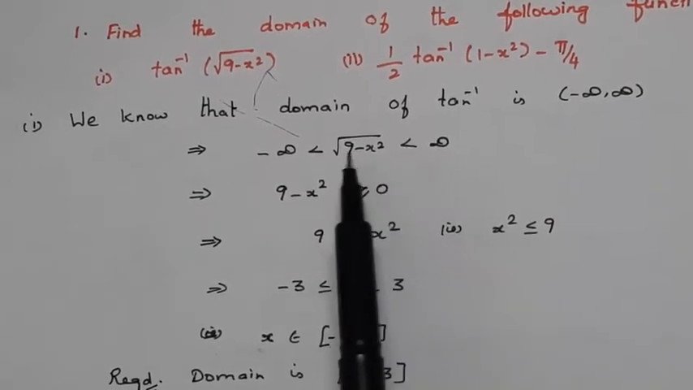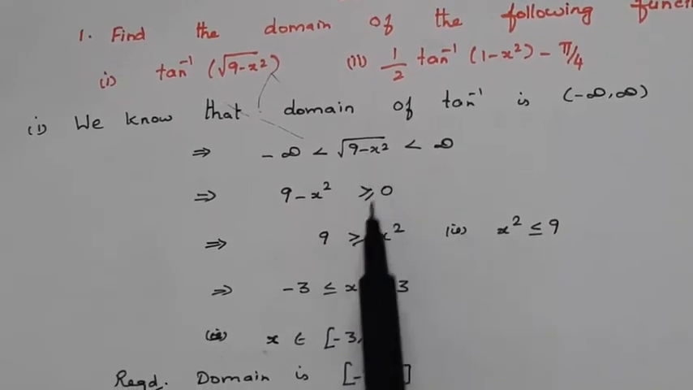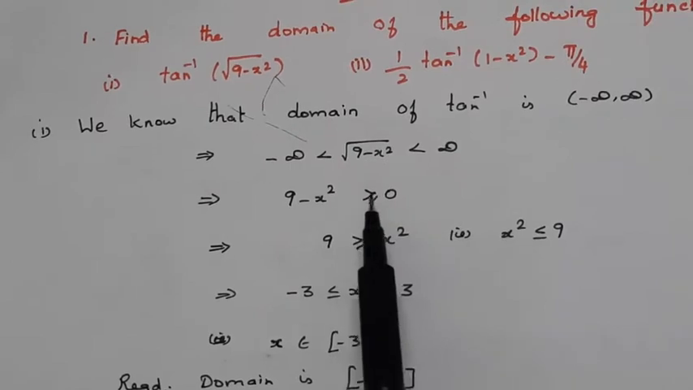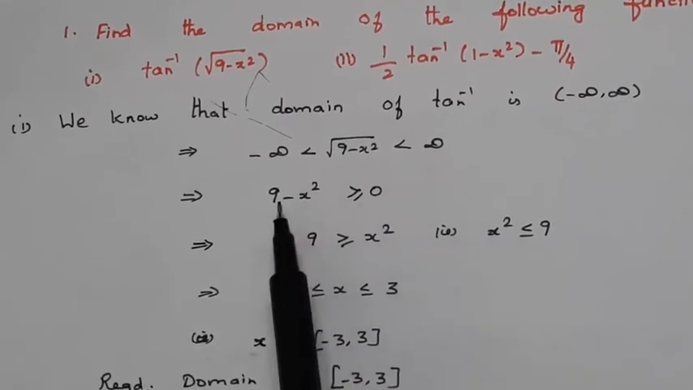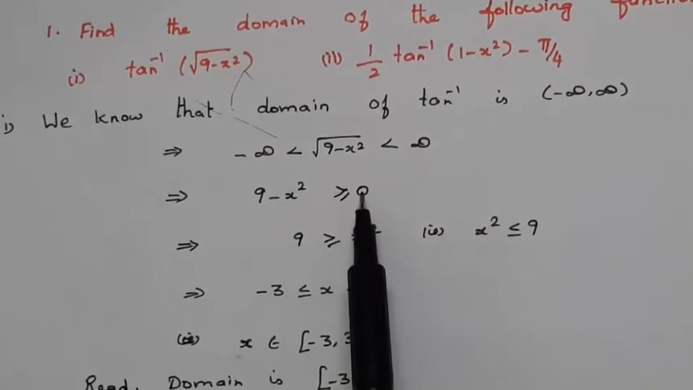So as it is a real number, root of 9 minus x squared must be a positive quantity. Either it is 0 or it is a positive quantity. Therefore, 9 minus x squared must be greater than or equal to 0.